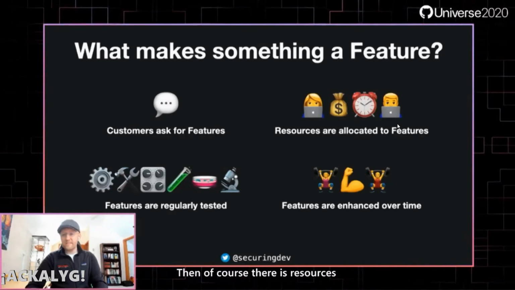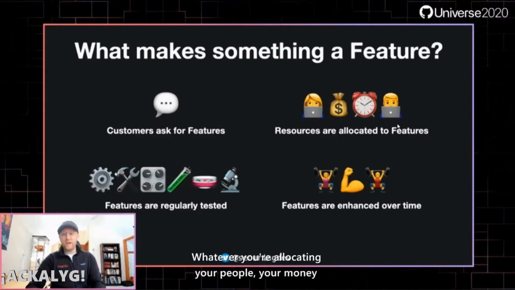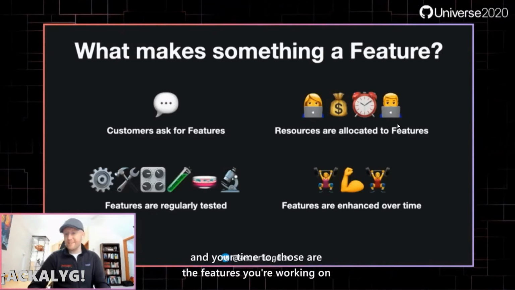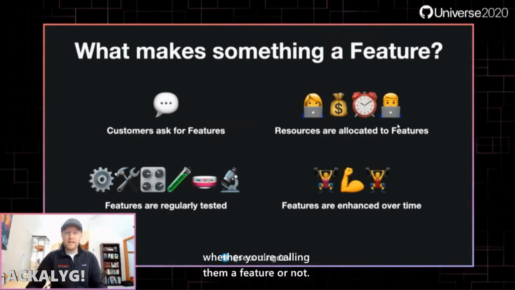Then, of course, there's resources in terms of people, time, or money. Those are things that get allocated to features. Whatever you're allocating your people, your money, and your time to, those are the features you're working on, whether you're calling them a feature or not.